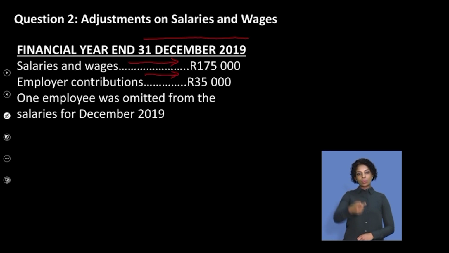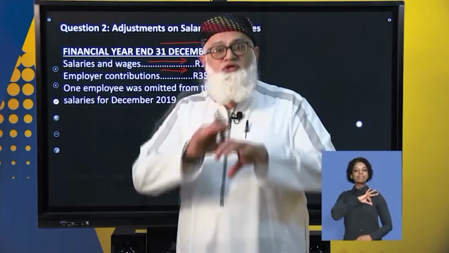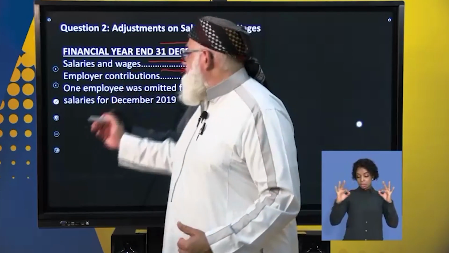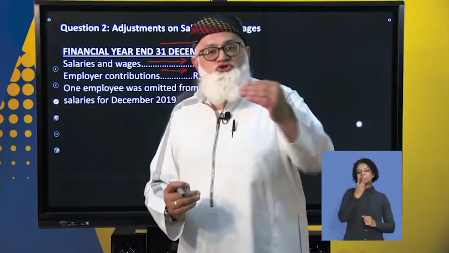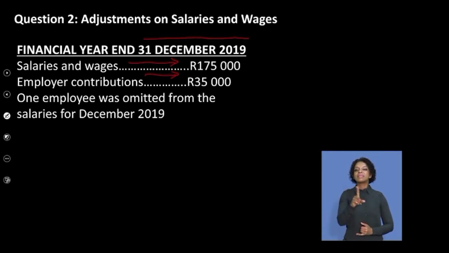Now remember something else. You could get only one amount in your income statement where your employer contributions are part and parcel of the salaries and wages. It could be included. So please read the question carefully. In this particular question, they are shown separately as two separate expenses, but they could appear as one in your income statement. Okay? Just depending on the question. What are we told? We are told that one employee was omitted, left out from the salaries for December 2019. So we have to do the necessary entry.